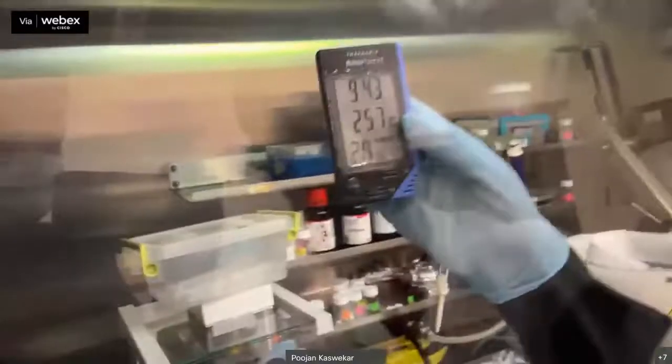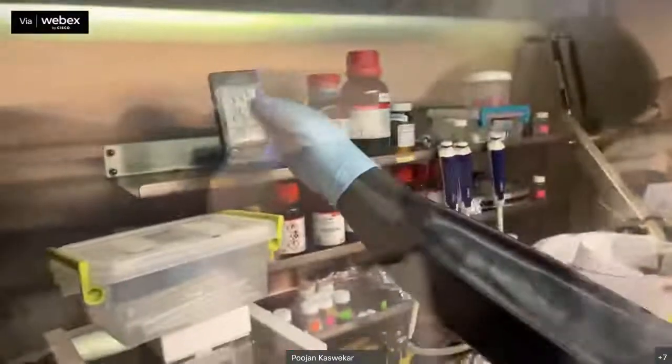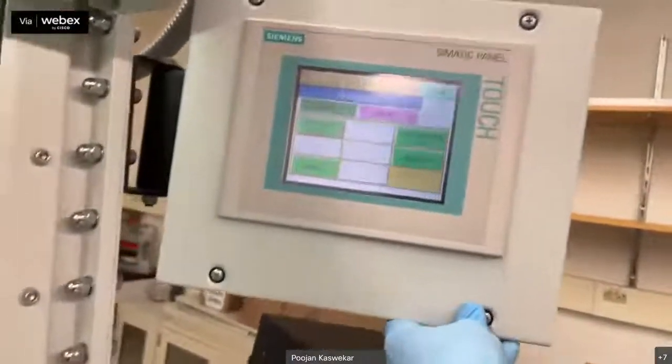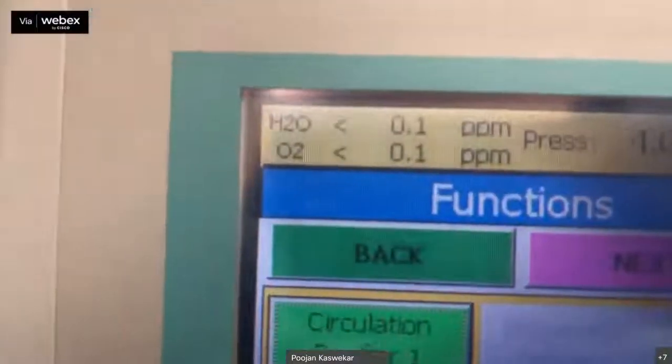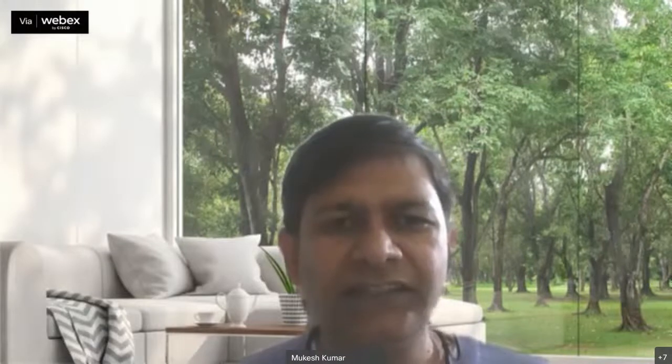You can see the humidity inside is 20% right now. That's the minimum humidity you can get. And if you go to the panel over here, you can see the oxygen level and the water level. So this is a continuous closed loop. The nitrogen is connected on the back side and is continuously rotating, and it keeps the water and oxygen less than 1 ppm inside.